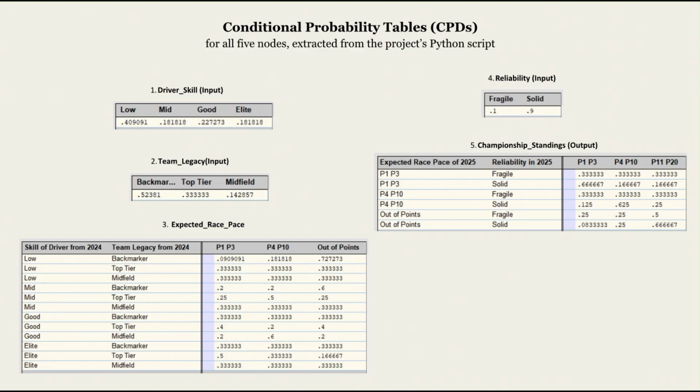Another one is the reliability of the driver. We use both the previous season and the current season, because we want to know whether the driver is still reliable in the current season. Then expected race pace, which is the average finish position of the driver, has many values because it is an intermediate node. And the last one, championship standings, shows the distribution of the standings of each driver. It also has many values because it's the final node that has 2 parent nodes.